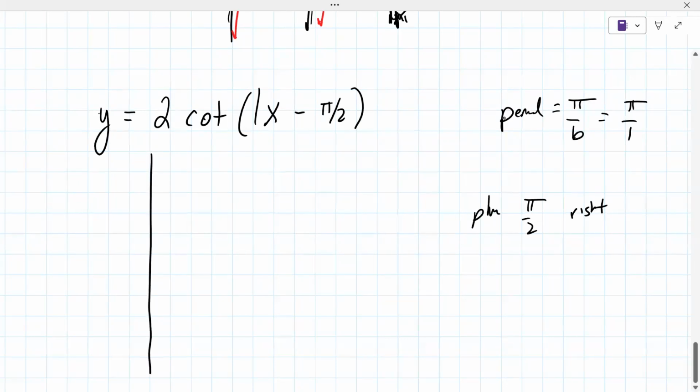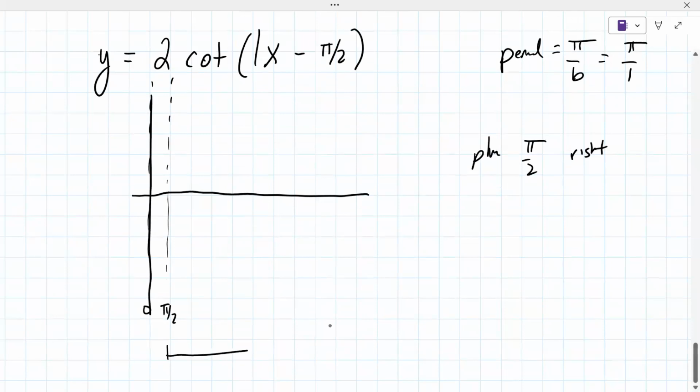Normally your graph starts at 0. The phase shift pushes your graph to the right. So instead of starting it at 0, you're going to go out to pi over 2. And then you have to add the period to that. So you have to add pi to it, which gets you to 3 pi over 2. I'm way off here on my drawing.